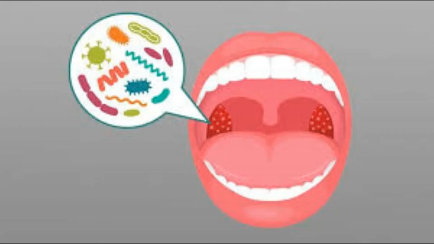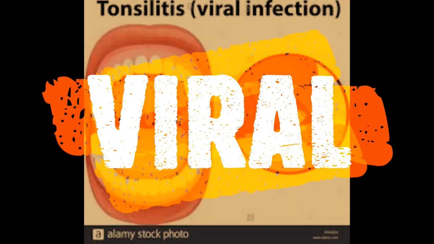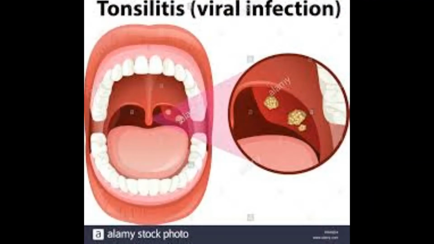The etiology: the causative organism is usually viral, like Epstein-Barr virus, rhinovirus, respiratory syncytial virus, influenza virus, and parainfluenza virus. From the bacterial cause, group A Streptococcus is the most common and has clinical significance. And from the viral cause, Epstein-Barr virus is the most common, and it is usually asymptomatic.